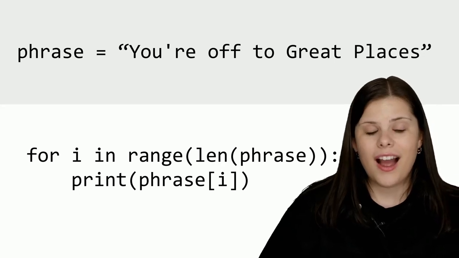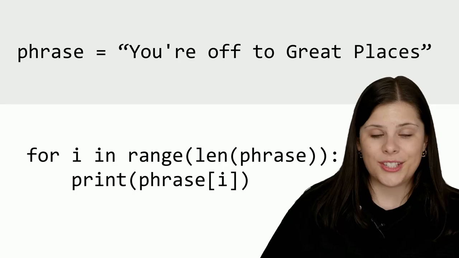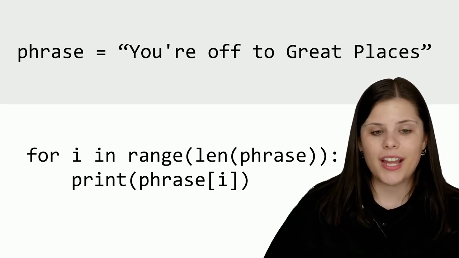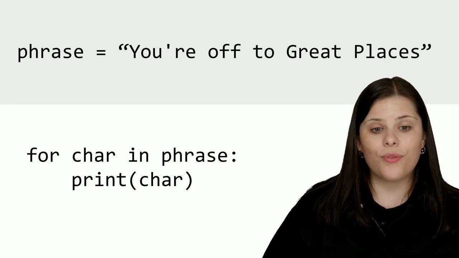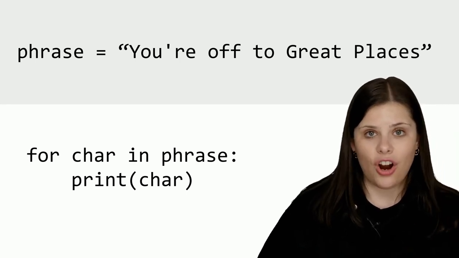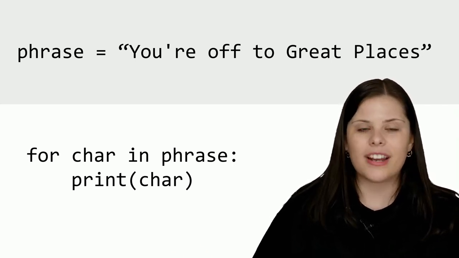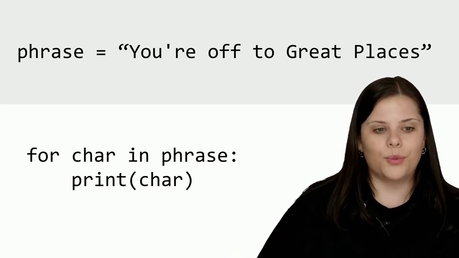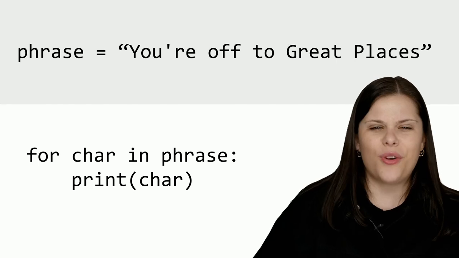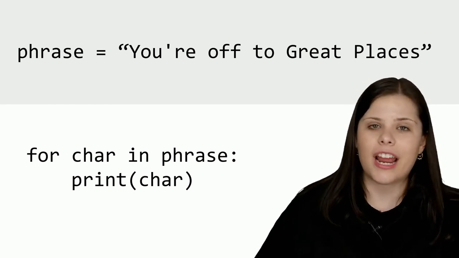So these 2 lines of code can be simplified to just this. So for char in phrase, print char. And you can say, well, how does Python know what I mean, right? I'm not explicitly telling it what to print, what to grab. How does it know that char is actually each character that I mean?